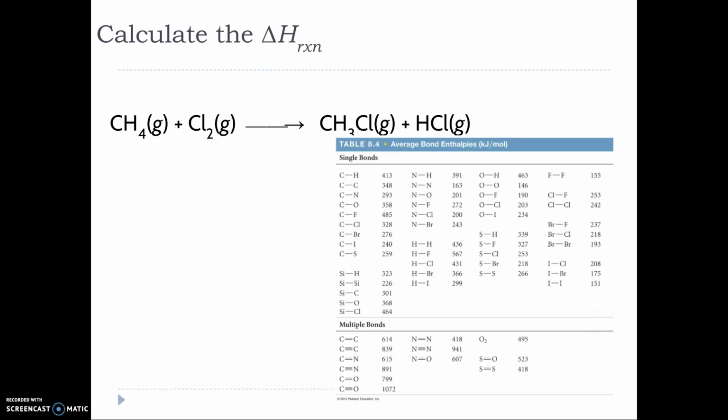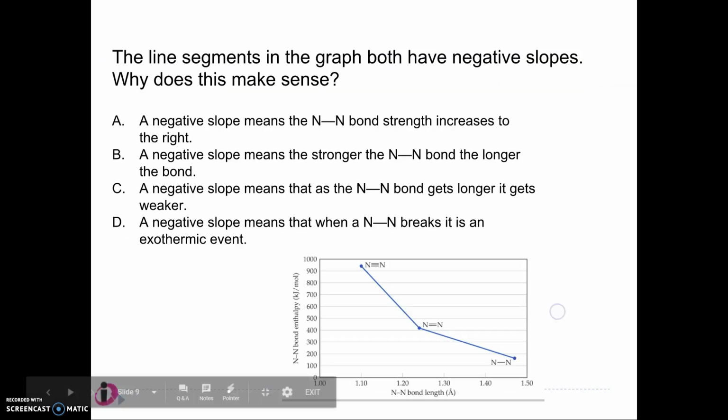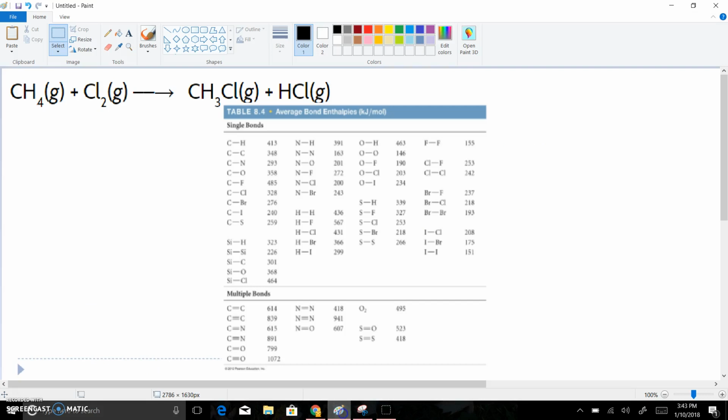So I'm going to do this example for you. The first thing that I like to do is draw the molecules. Here's CH4, and then I've got my chlorines, two chlorines together, drawing the Lewis dot structures. On the other side, I'm going to draw these two over here: CH3 with one chlorine attached, and then an HCl.